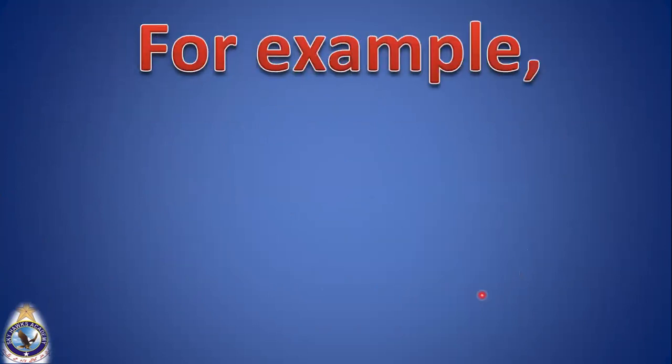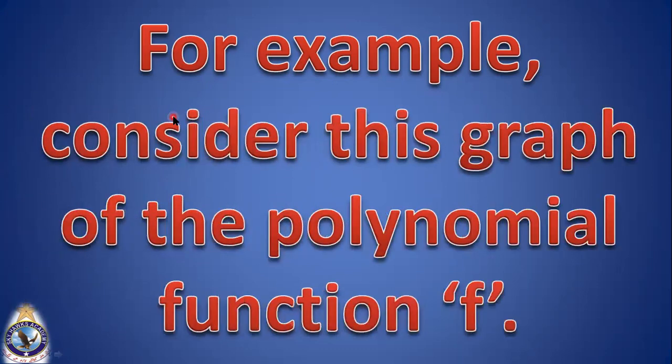Now let's see what that is. For better understanding, we are just putting in an example. With this example, you can solve so many problems, because only the equation and the graph of the function will change, but the actual method will remain the same. It's a good example to describe the trend of the function. So consider this graph of the polynomial function f.